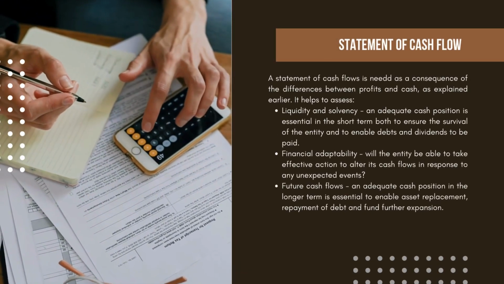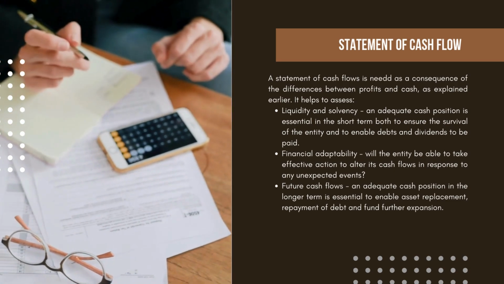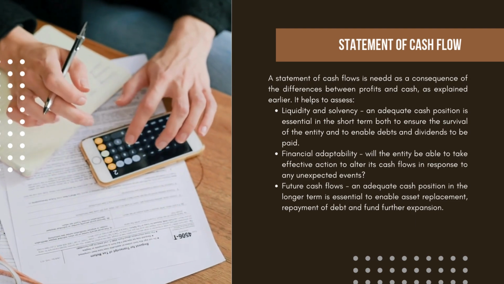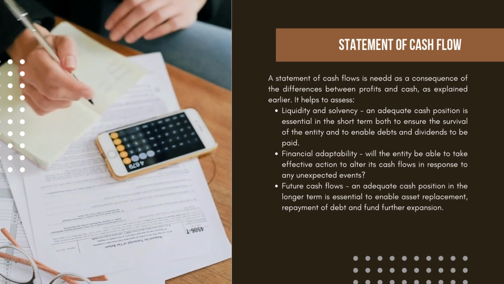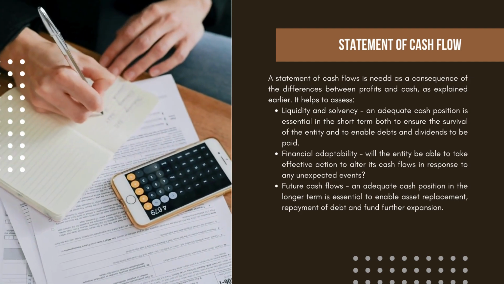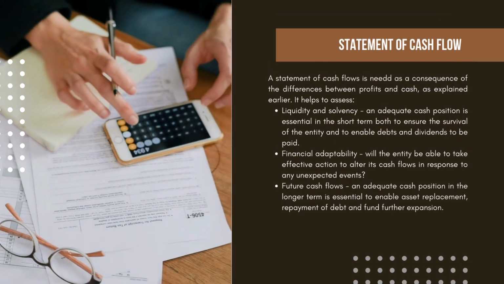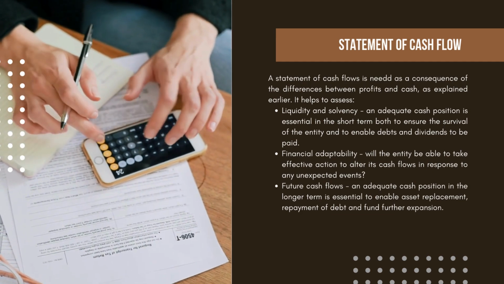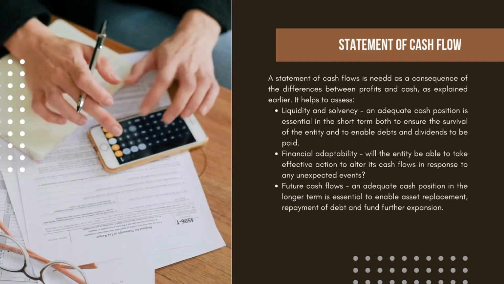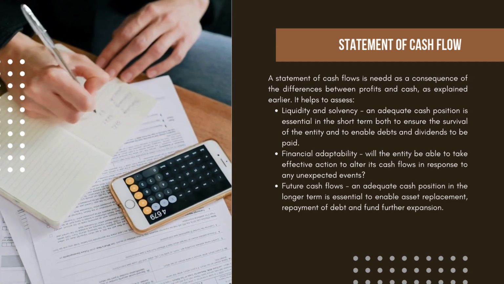Statement of cash flows. A statement of cash flows is needed as a consequence of the differences between profit and cash. As explained earlier, it has two aspects: liquidity and solvency. An adequate cash position is essential in the short term, both to ensure the survival of the entity and to enable debt and dividends to be paid. Financial adaptability.